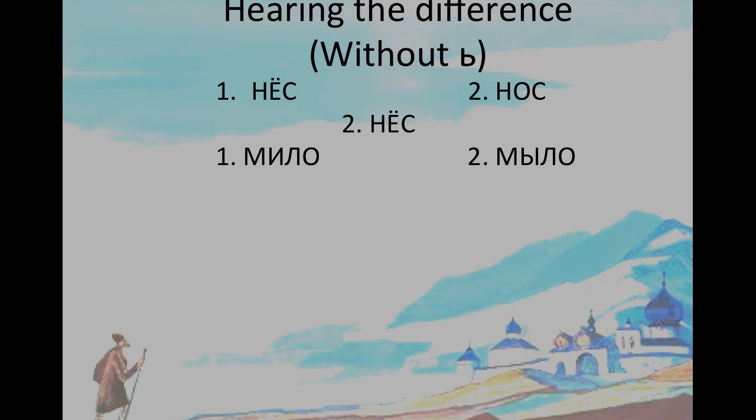Мыло. Ah, sorry. We've got major number problems here. I apologize. But that was мыло. Два. Okay. How about this one?